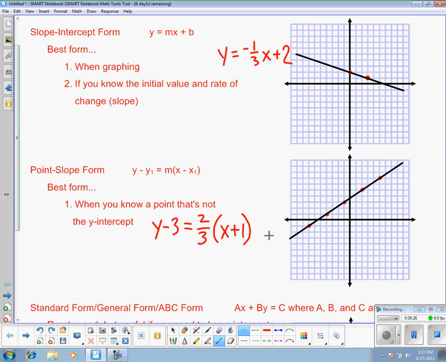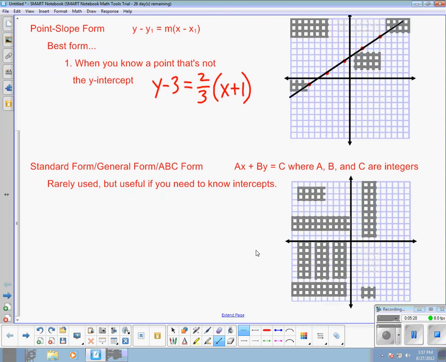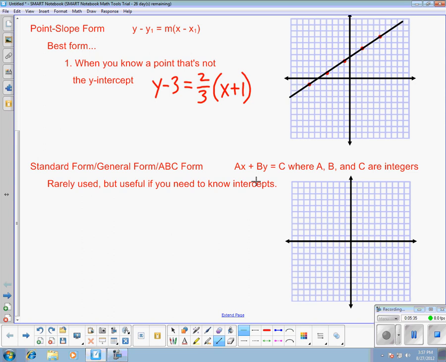Okay, the third form, our book just calls it ax plus by equals c form, which is the most unoriginal name I've ever heard, just because that's what it looks like. So I would sum that up as ABC form, or general form, or standard form. And here's an example: ax plus by equals c. It's not used very much. There are certain situations where we will use that, but it's not a very common one, because no characteristics of the line really show up with a, b, or c.